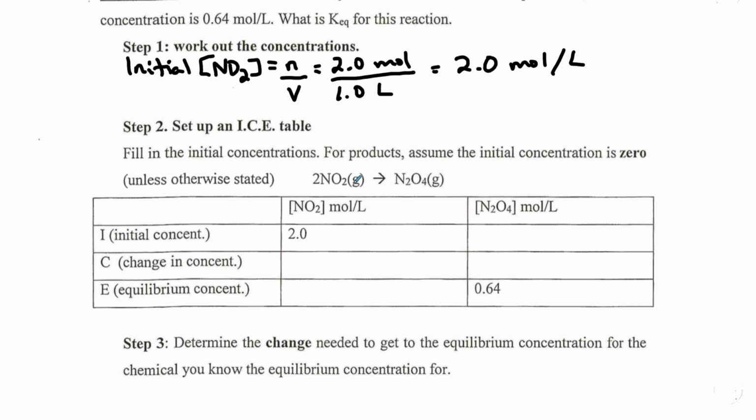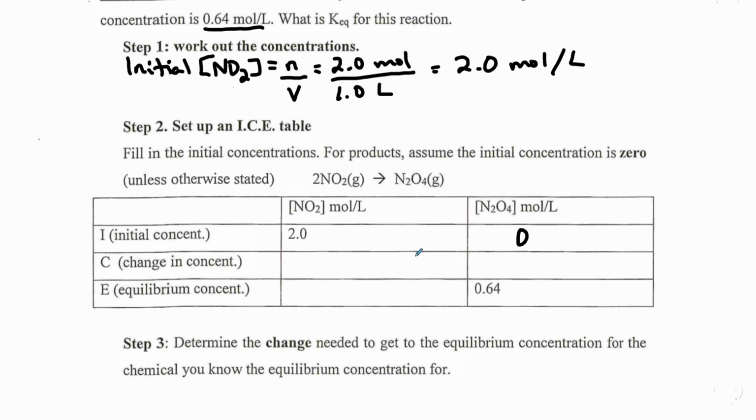Okay, now unless we're told differently, we're always going to assume that the initial concentration of the product is 0. So before the reaction has taken place, right at the very beginning, no products have formed yet because the reaction hasn't taken place. So there's a 0 concentration of the product to start with, and the reactant has this concentration, and we know that from our calculation up here. The other piece of information that we know is this 0.64 moles per liter is the equilibrium concentration of the product, N2O4. So that is entered in the table.